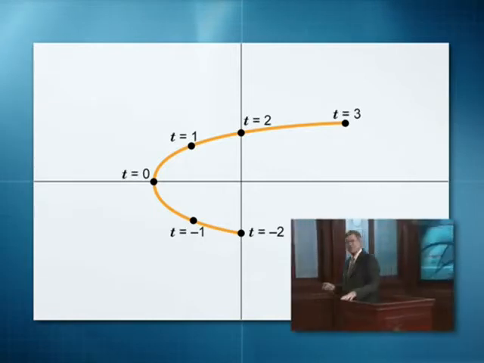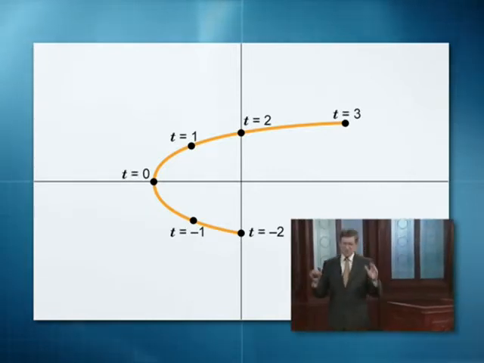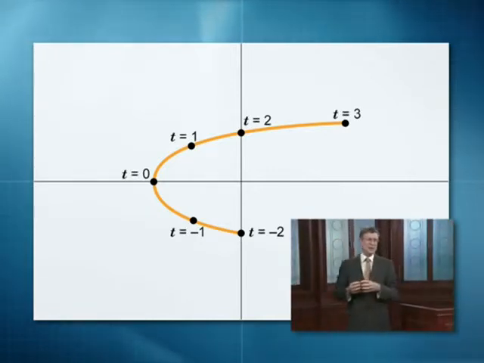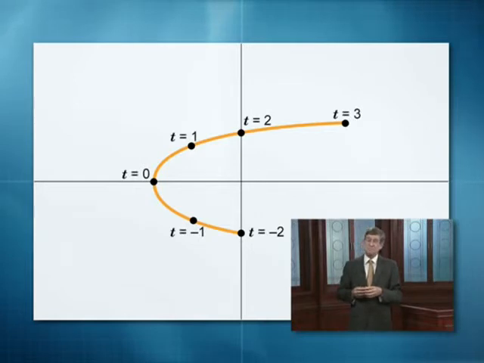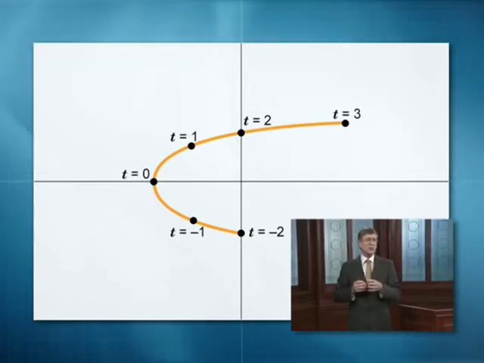Let me ask you some questions about this picture. Suppose you were just given this picture way back in lecture 1, and I asked you, is this the graph of a function? And of course you would say, no, it doesn't pass the vertical line test. This is not the graph of a function. So already we see an advantage of parametric equations, don't we?